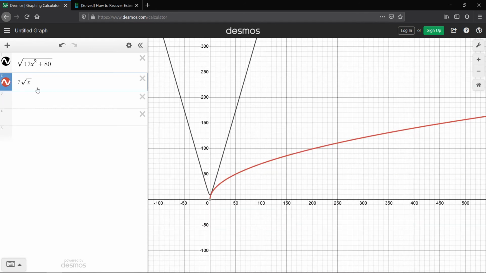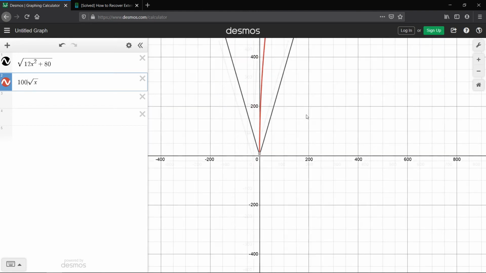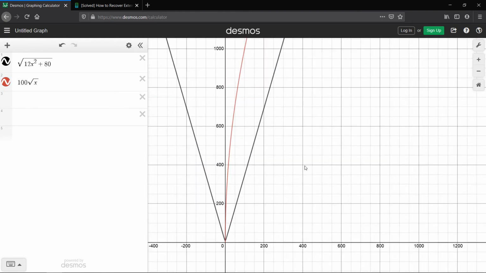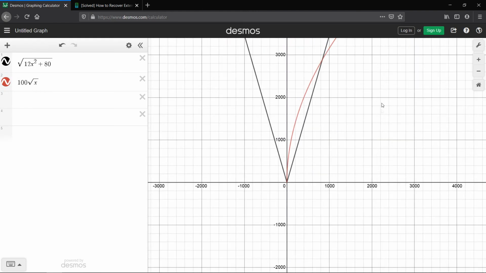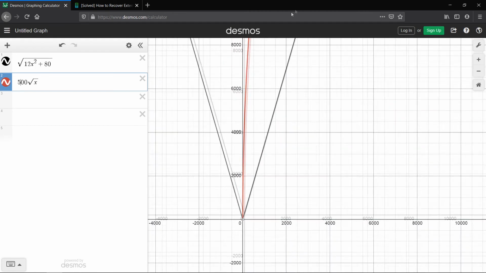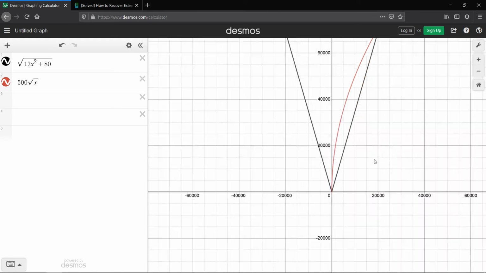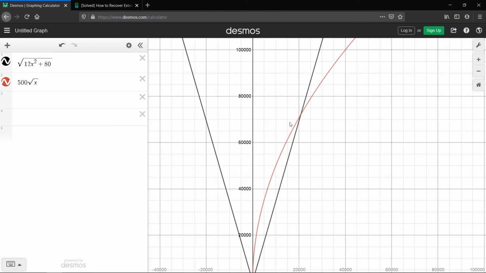You can obviously see that no number that I put here, even if I put like 100, that'll work for a while, but eventually, look, it doesn't work forever. I could put 500. It'll work for a while, but nope, not forever. It's always going to be the case that this guy eventually outpaces this, no matter what number I put here, because it grows at a fundamentally faster rate.